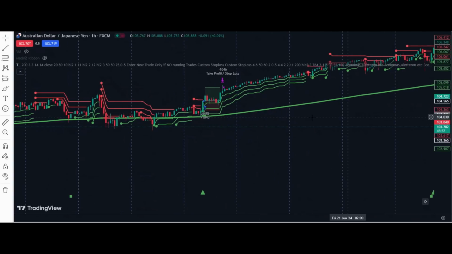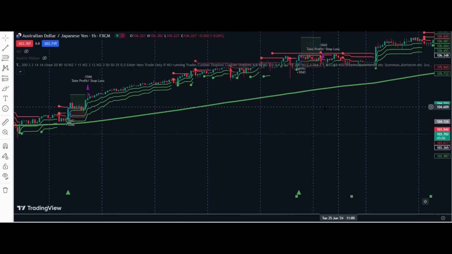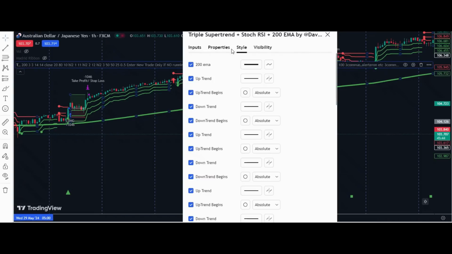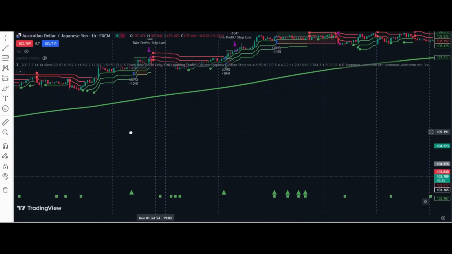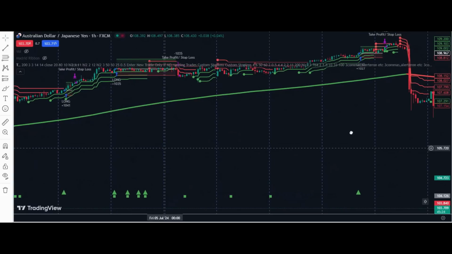In this training, I'll be sharing a very simple indicator. We are using one simple indicator, but it comprises 3 different indicators in one. This triple supertrend is combined with stochastic and RSI and the 200-day moving average. As you know, I use the 200 moving average very well because it is my base strategy.